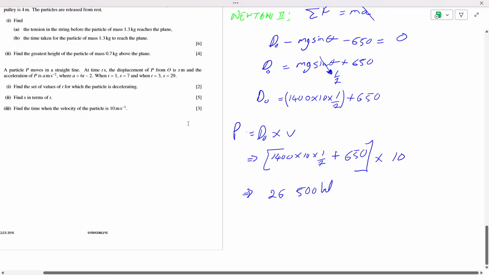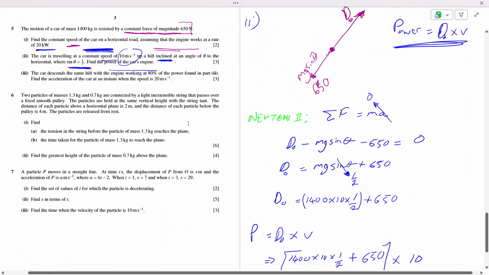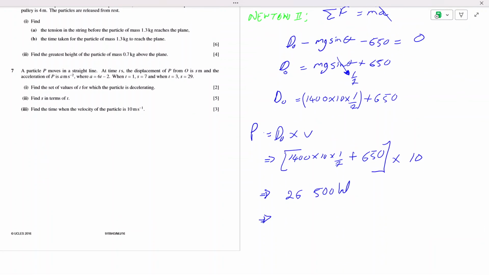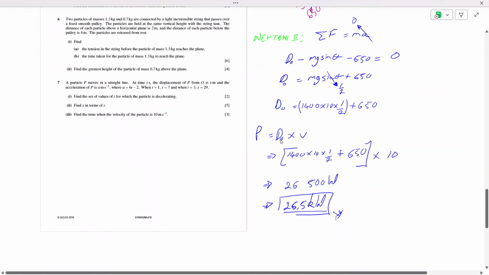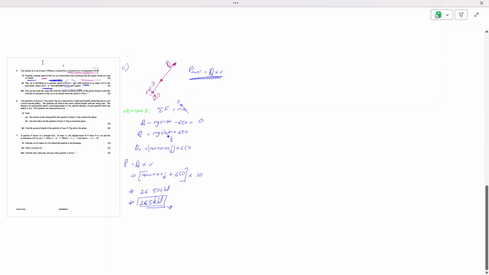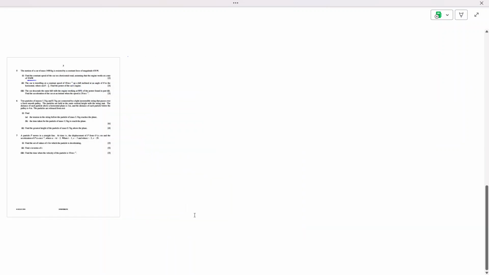And the question says find the power of the car's engine, right? And that's it. You can just write it as 26.5 kilowatts if you want. It's fine. That's it for part 2. If you want to take a screenshot, you may take a screenshot. Okay.